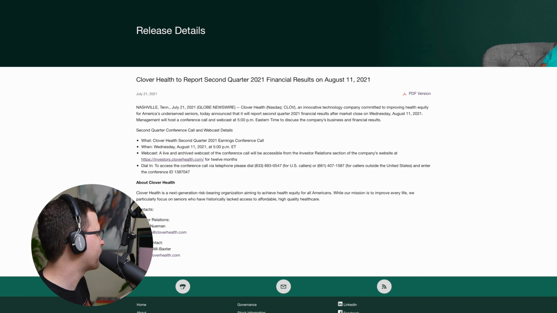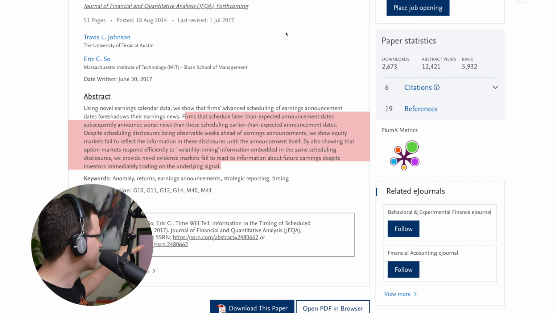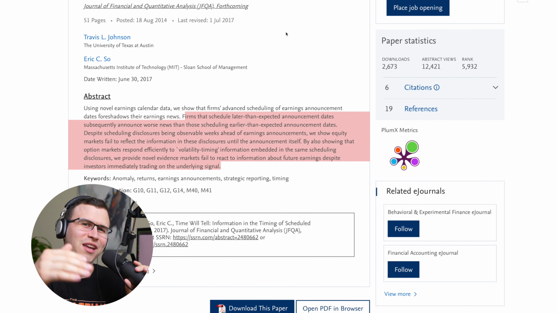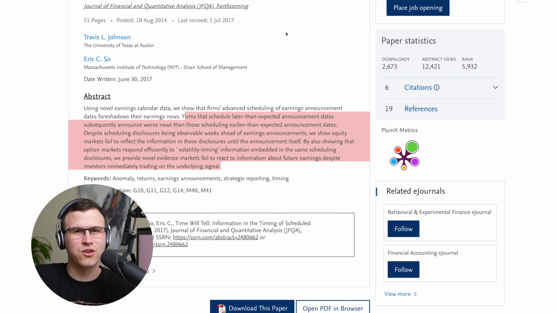If you look at this paper, you can see we've got Travis Johnson and Eric So from MIT. They said, using a novel earnings calendar, we show that firms' advanced scheduling of earnings announcement dates foreshadows the earnings news. Firms that schedule later than expected announce worse news than those scheduling earlier than expected. Because they moved it earlier, I am feeling good that they're going to announce some pretty positive information.